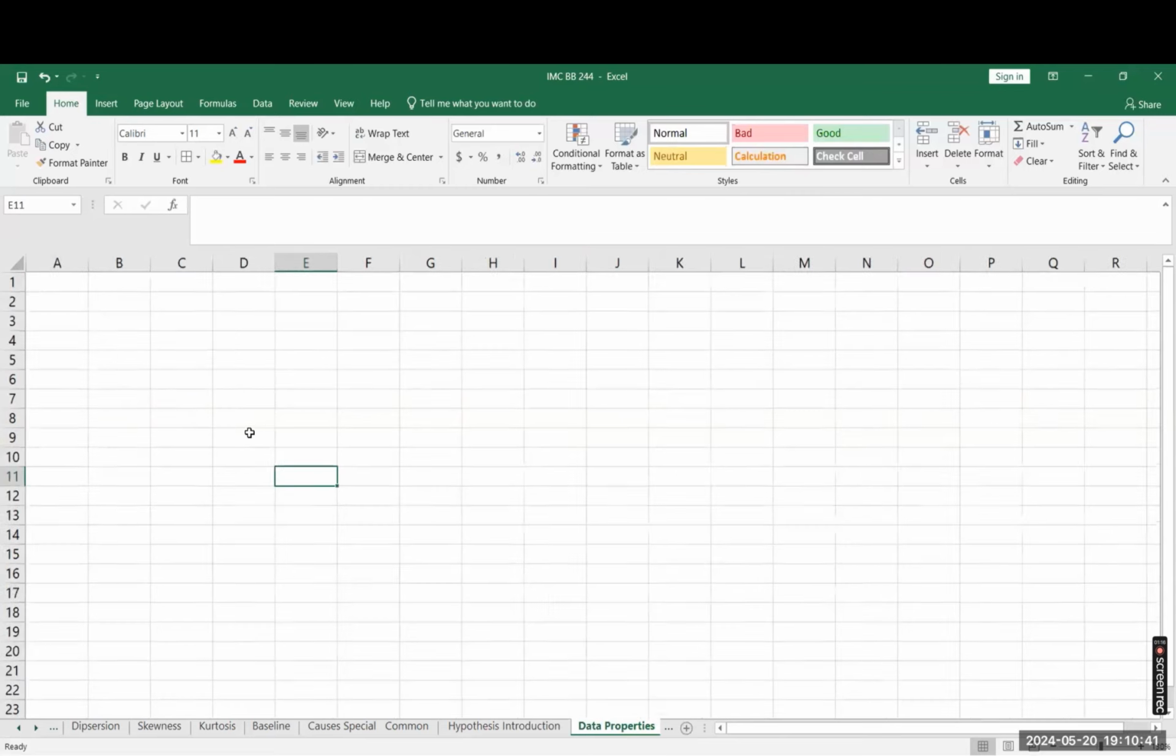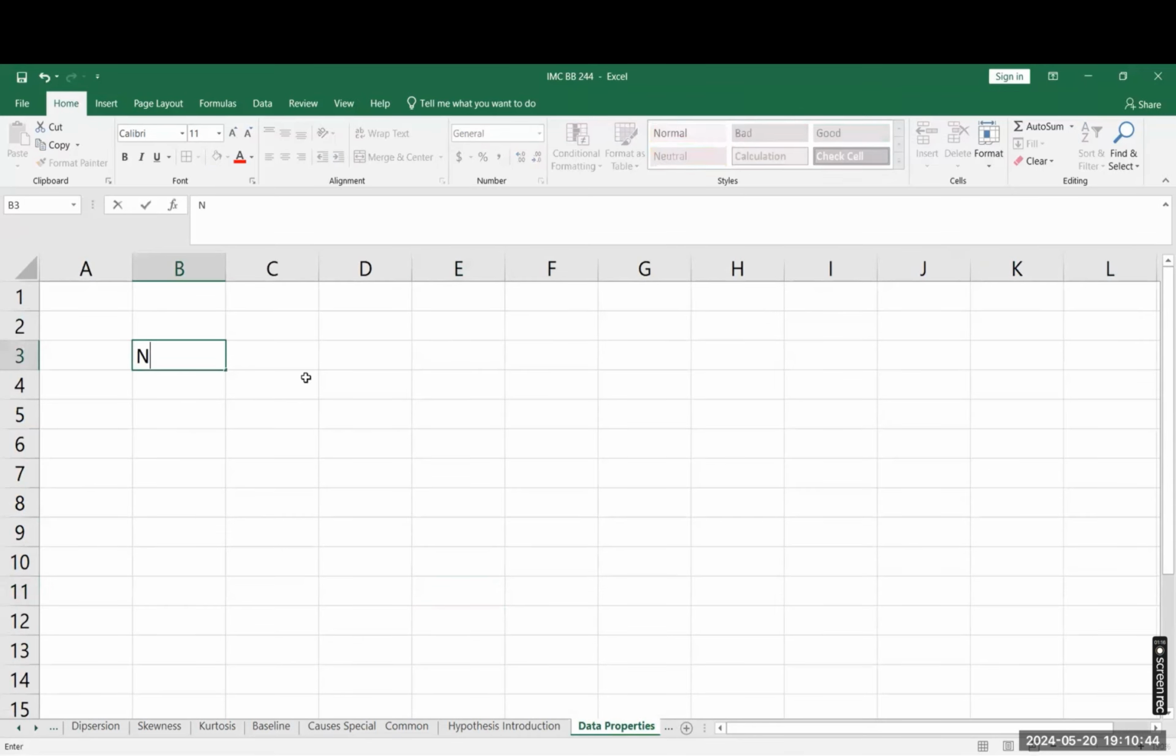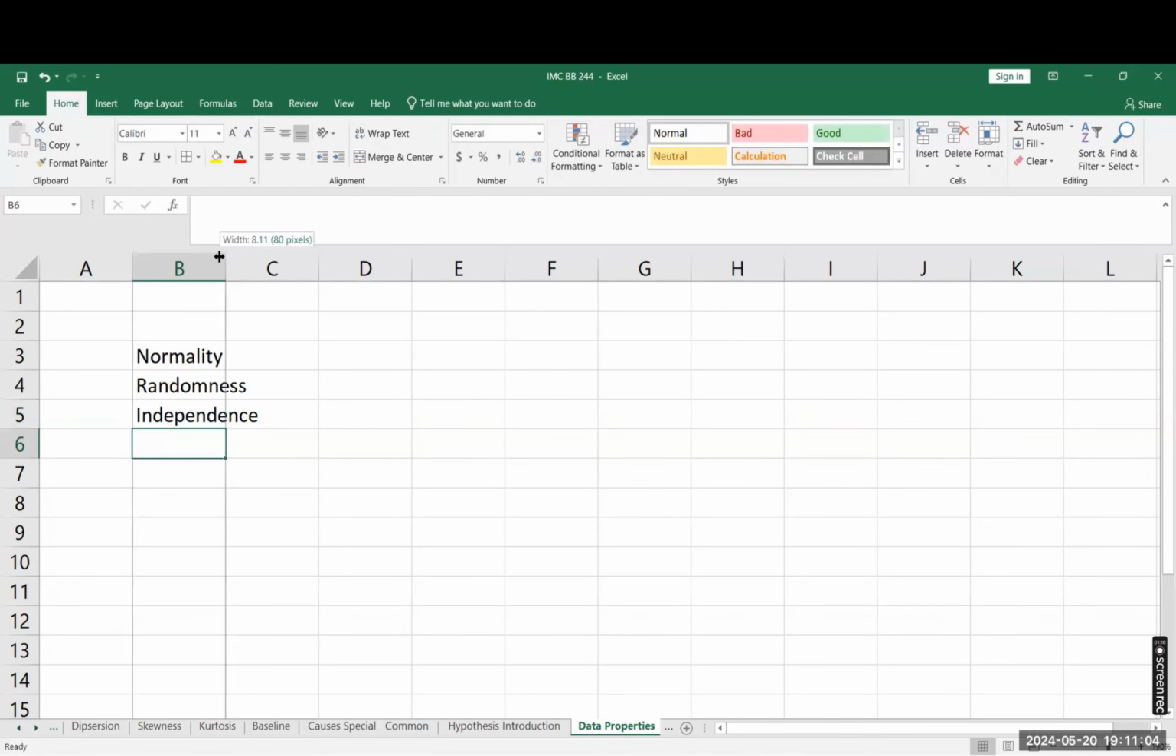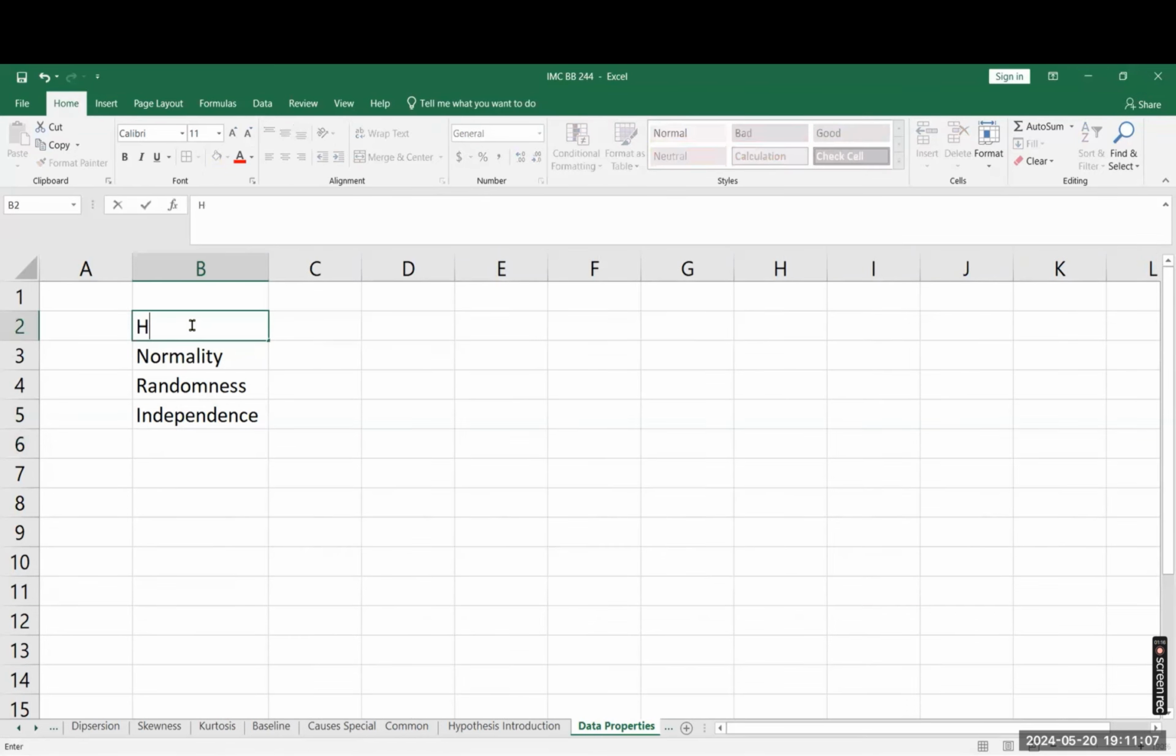First thing in the data, we check the normality of the data. Then we check the randomness of the data. And then we check the independence of the data. These are the three properties we check, and we check these three properties with the help of hypothesis testing. Hypothesis testing means statistical validation of the data. We will be checking this.